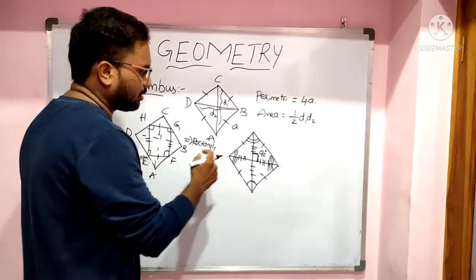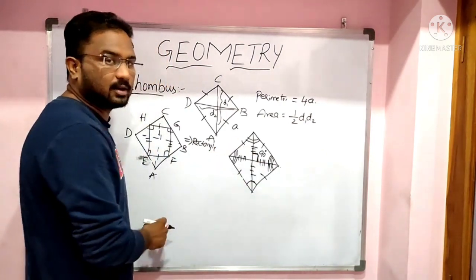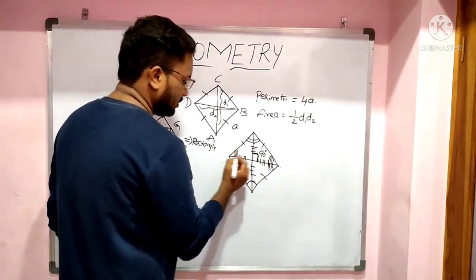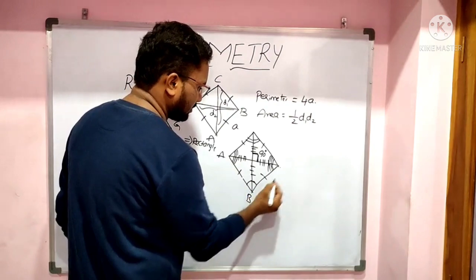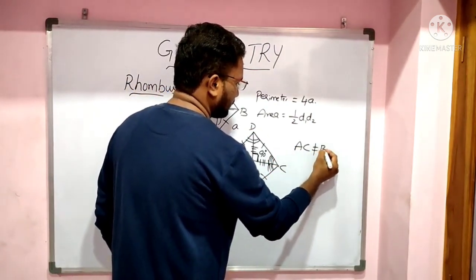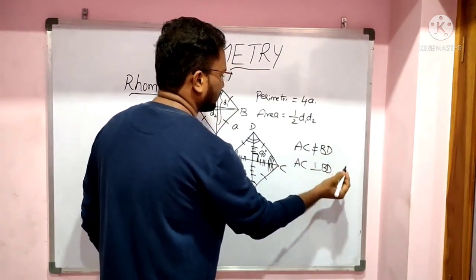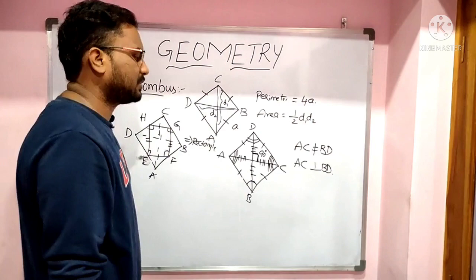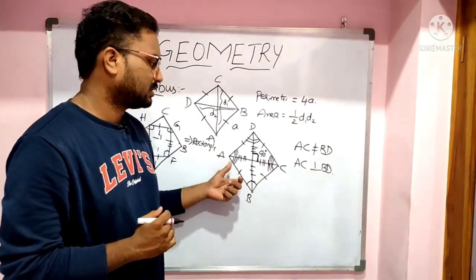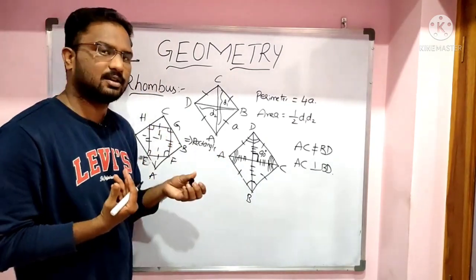Here in a rhombus, the diagonals are perpendicular to each other but not equal. Let's say A, B, C and D. Here AC is not equal to BD, but AC is perpendicular to BD. That means in a parallelogram, if the diagonals are perpendicular, then it is a rhombus. In a parallelogram, if the diagonals are equal, then it is a rectangle. That is the difference.